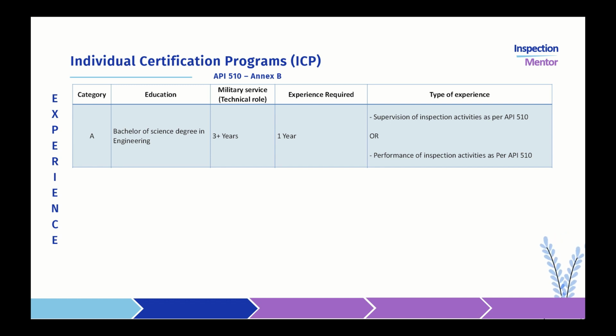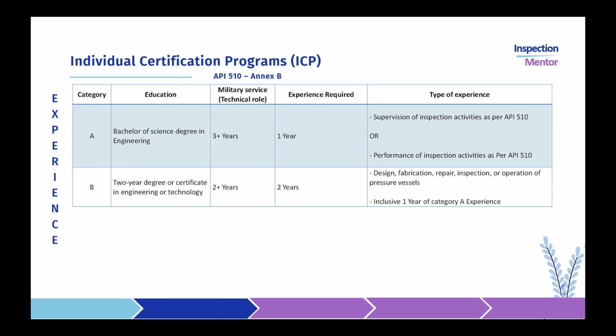Now what type of experience should they have? If you see the last column: supervision of inspection activity as per API 510 standard, or performance of inspection activity as per API 510 standard. So whatever inspection activities are mentioned in the standard, like calculating the life of pressure vessels and doing visual inspections, all related to pressure vessels within the refinery or petrochemical plant, will be considered as experience.